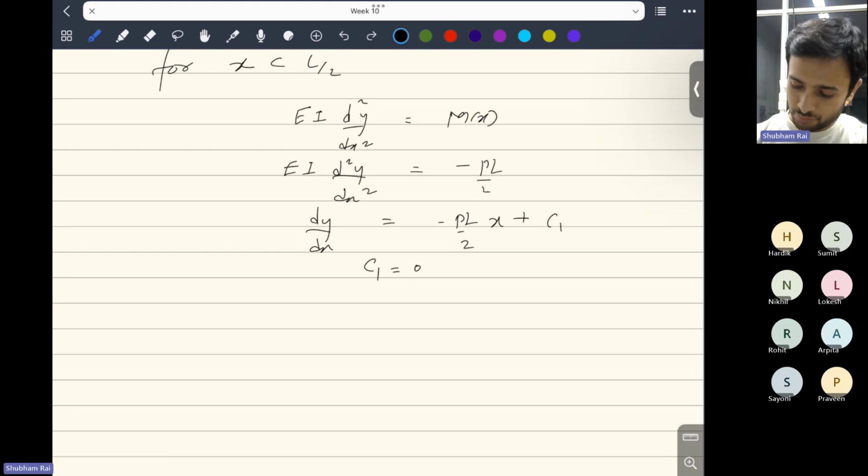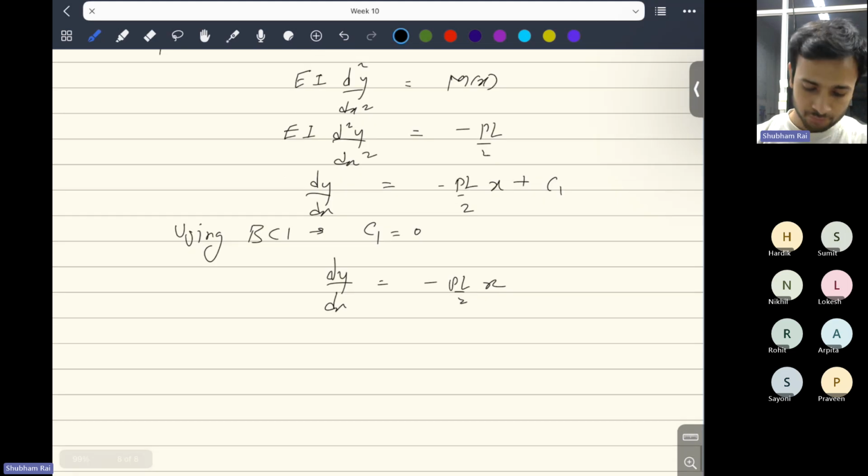So this was using boundary condition 1. You'll get c1 as 0. So finally you'll get EI d square y over dx square. Finally you'll get dy by dx is equal to minus PL by 2 into x.